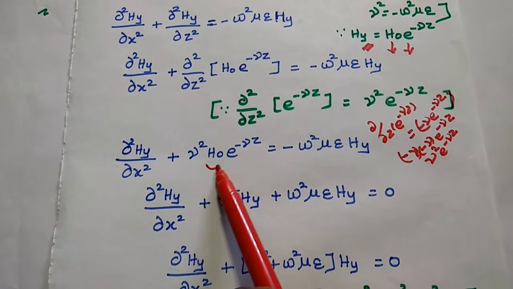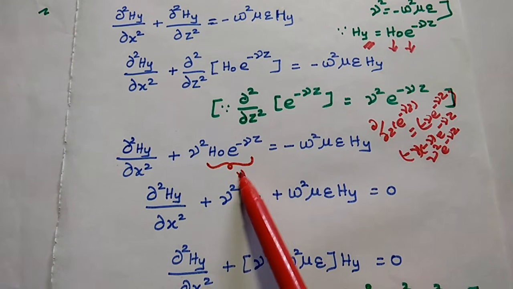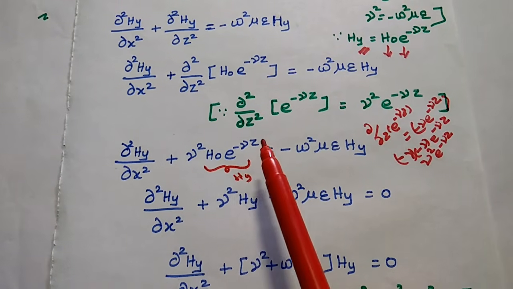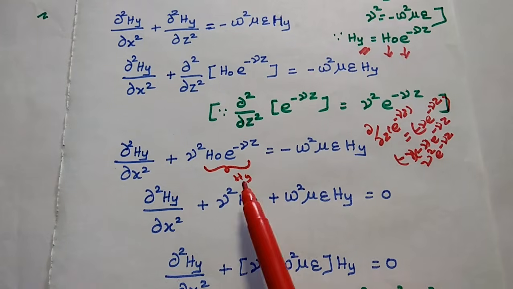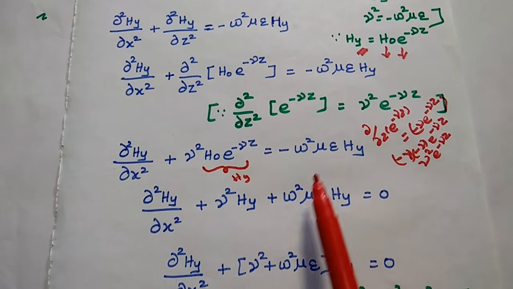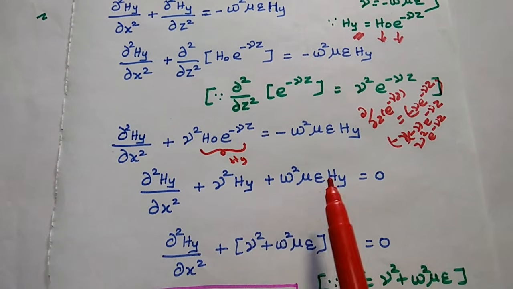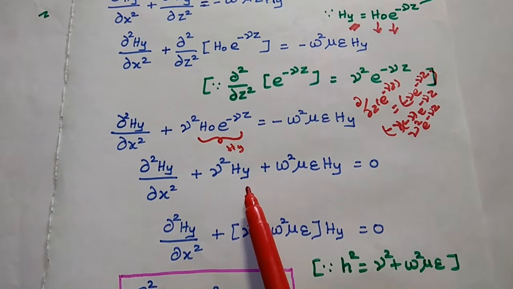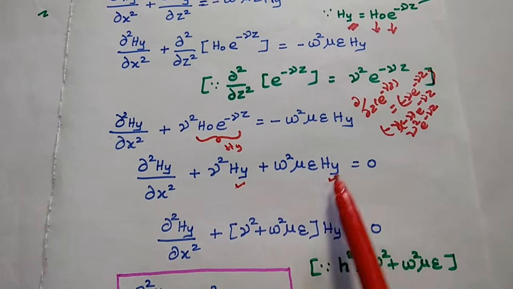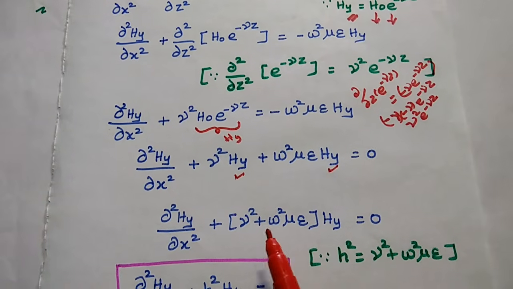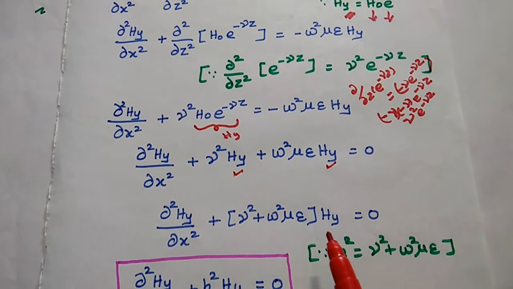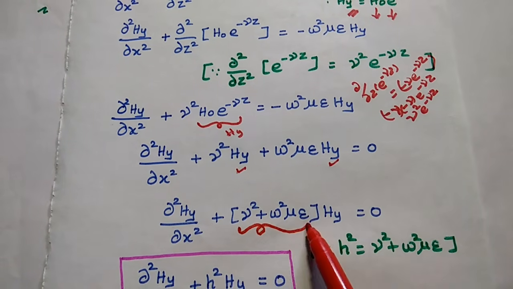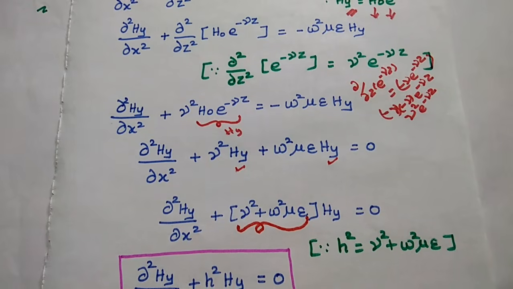So again we can replace this value as Hy. Correct? Hy is equal to H naught into e power minus gamma z. So we can replace this value as Hy, and here we can take plus omega squared mu epsilon Hy is equal to 0. In this one we can take this Hy as common. Then we get gamma squared plus omega squared mu epsilon into Hy. For further simplification, we can consider this term as h squared.